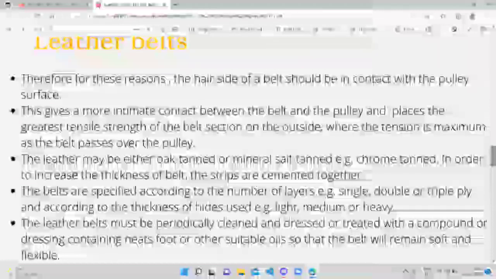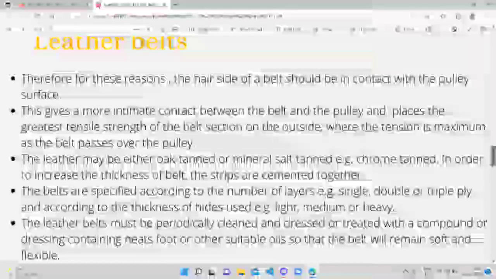The leather may be oak tanned or mineral tanned, for example chrome tanned, that is, tanned with oak or mineral salt. In order to increase the thickness of belts, the strips are cemented together. The belts are classified in a number of ways. First of all, by number of layers: if a single layer is used, it's a single layer belt; double layer, double layer belt; triple layer, triple layer belt. And according to the thickness of hides used, they are classified into light, medium, or heavy.